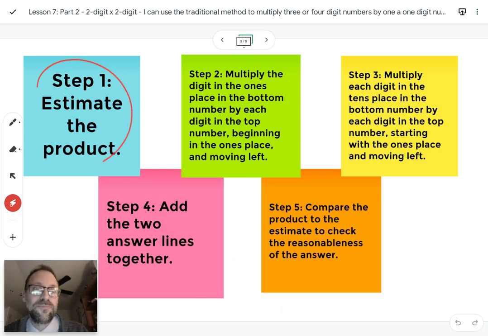So, step one, we're going to estimate the product. In step two, we're going to multiply the digit in the ones place in the bottom number by each digit in the top number, beginning in the ones place and moving left. And in step three, we're going to multiply the digit in the tens place in the bottom number by each digit in the top number, starting with the ones place and moving left. Then in step four, we're going to add the two answer lines together. And in our final step, we'll compare our product to our estimate to make sure our answer is reasonable.